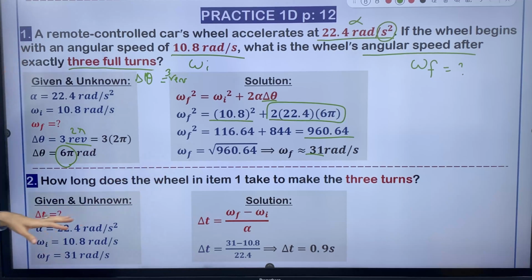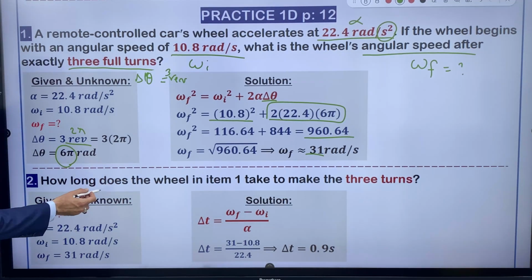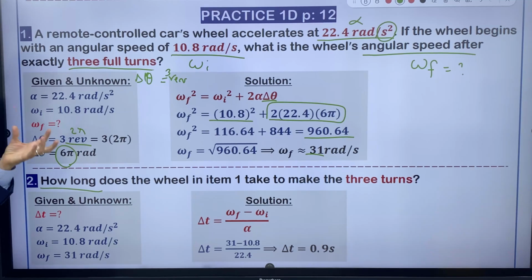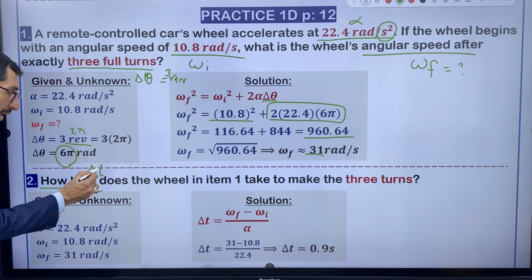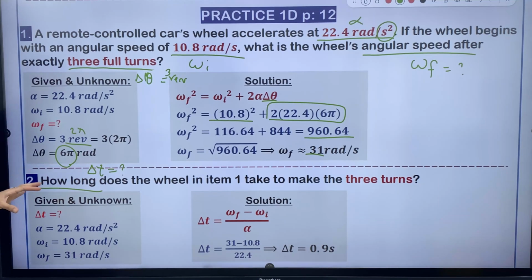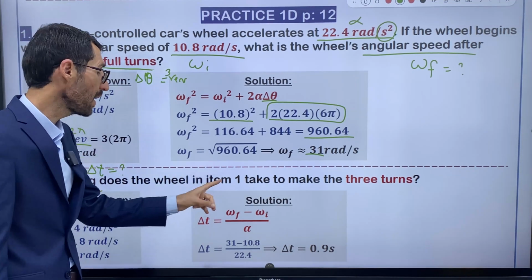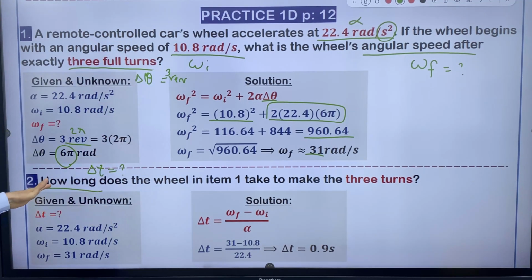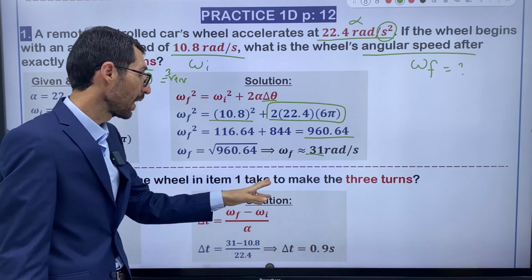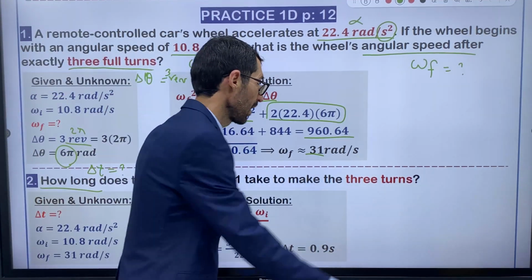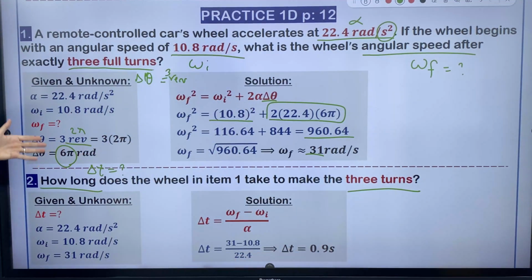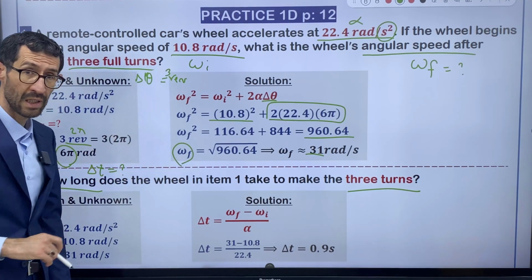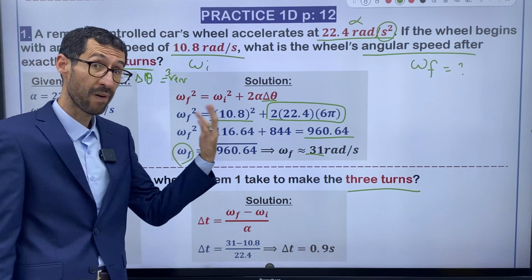Let's move on to question number 2. It says how long, so we look for delta t, the time interval. How long does it take the wheel in item 1 to make the 3 turns? So it's related to question number 1. It mentioned 3 turns. We knew this information, and we added one new piece of information, which is omega f. We found omega f already.